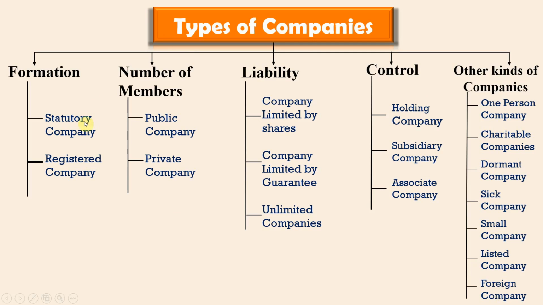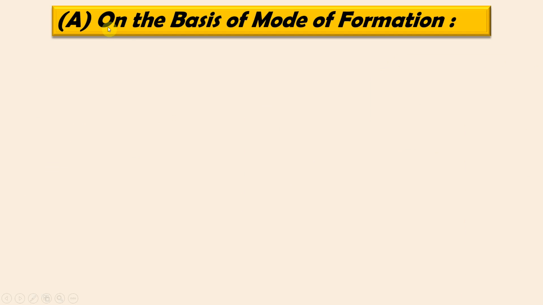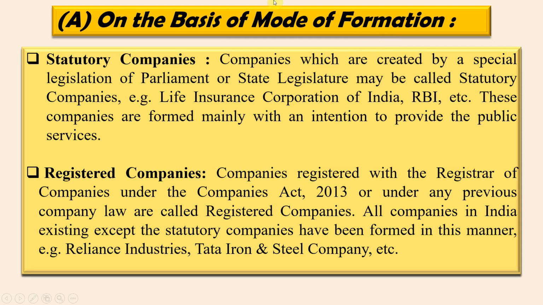So these are the various types of companies on the basis of formation, number of members, liability, control, and other kinds of companies. Today in this part 1 of types of companies, we will see on the basis of formation and the number of members. So let us begin with the first, that is on the basis of mode of formation. There are two types of companies, statutory and the registered.